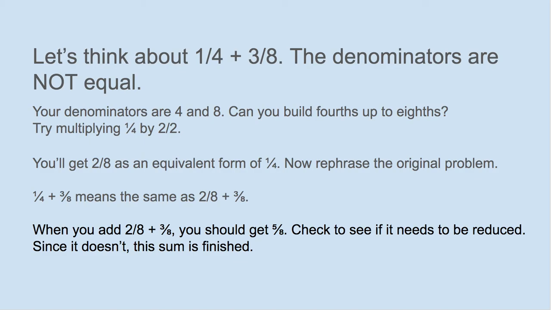Now rephrase the original problem. 1/4 plus 3/8 was the original. It means the same as 2/8 plus 3/8. When you add 2/8 plus 3/8, you should get 5/8. Check to see if it needs to be reduced. Since it doesn't, the sum is finished.